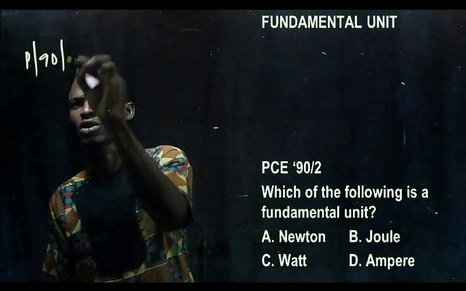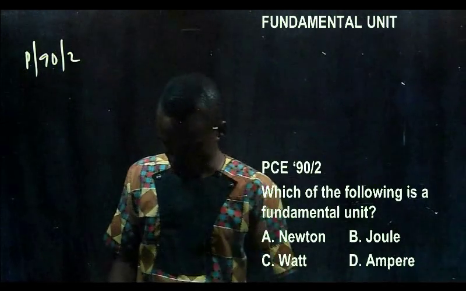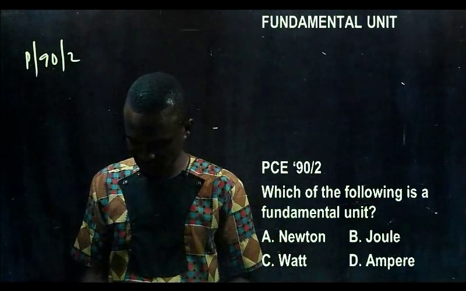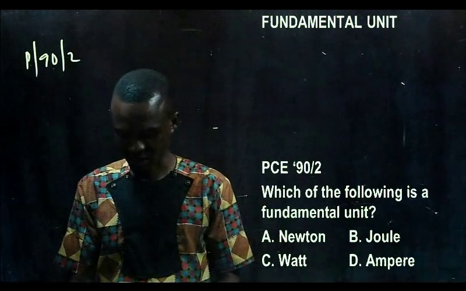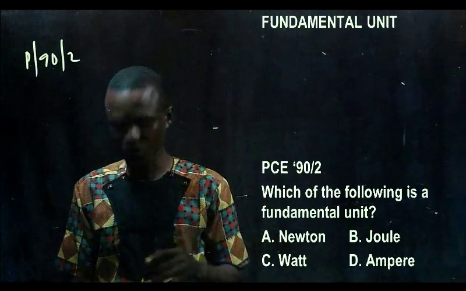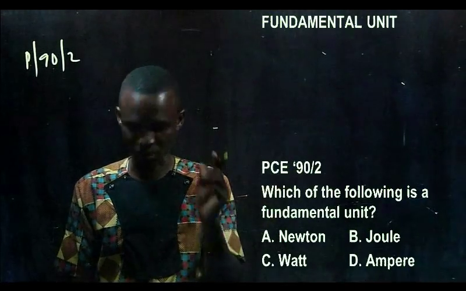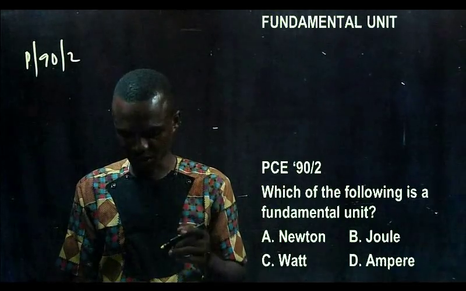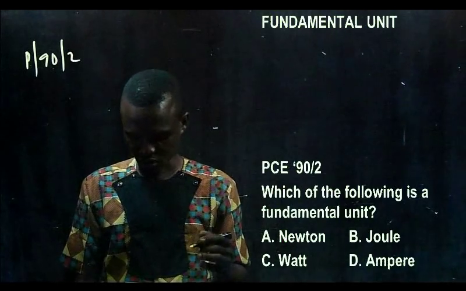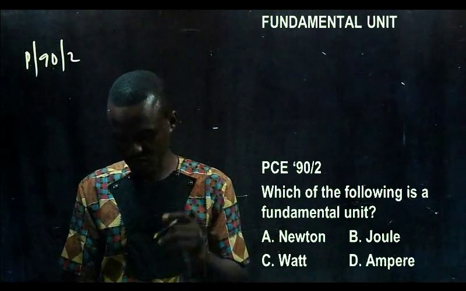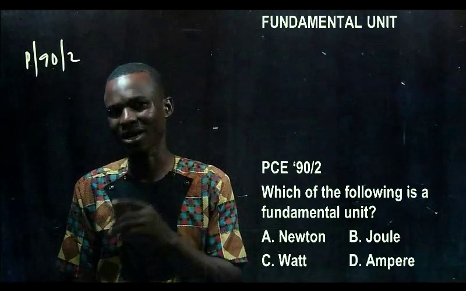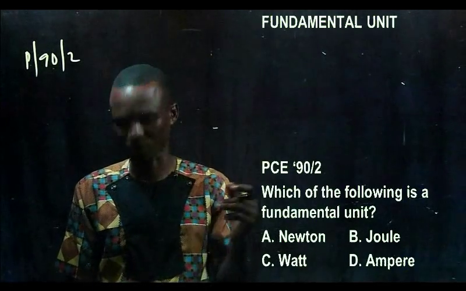I'd like to introduce to you PCE 1990 question 2, that's PolyJAMB. Which of the following is a fundamental unit? A, Newton. Newton, of course, is the unit of force. Force is a derived quantity, so A is wrong. B is joules. Of course, that's wrong as well. C is watt. That's the unit of power, and power is, of course, a derived quantity.